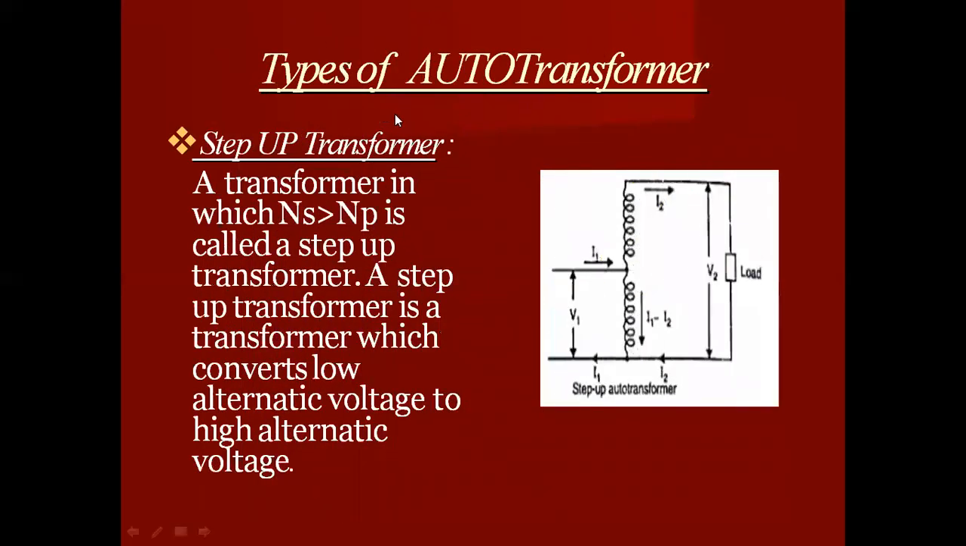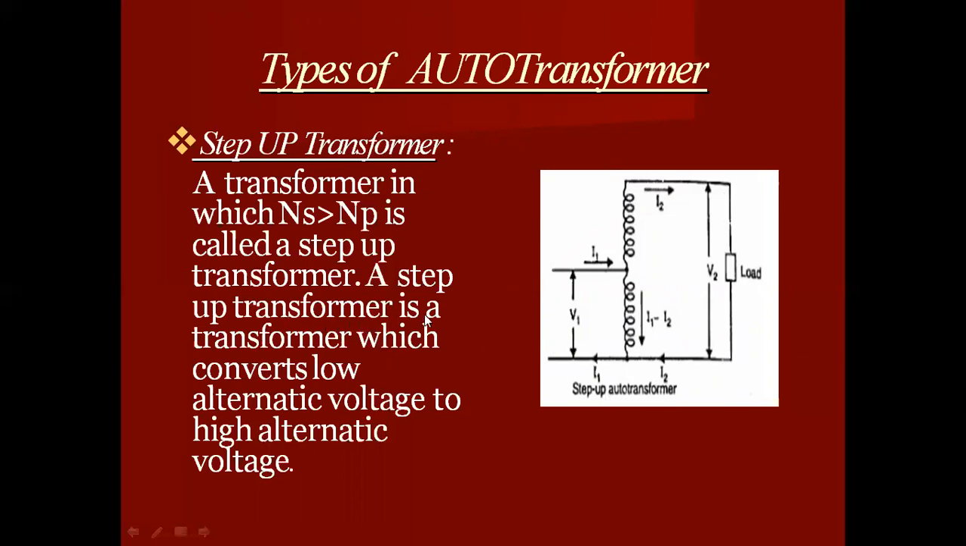So types of autotransformer. The step up autotransformer: from that particular figure, it is clear that the entire portion acts as the secondary and this portion acts as the primary. So if the secondary winding is more than the primary winding, that is NS is greater than NP, it is called a step up autotransformer. So it is clearly seen in this particular figure.